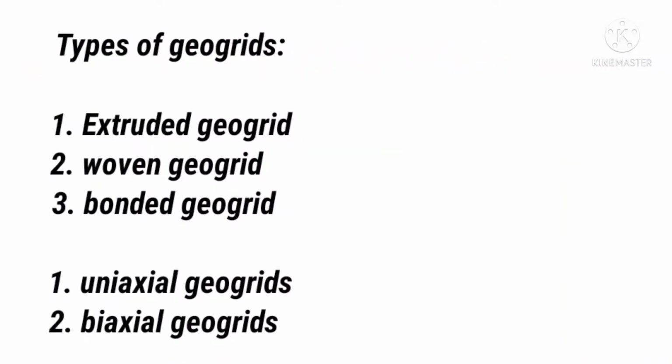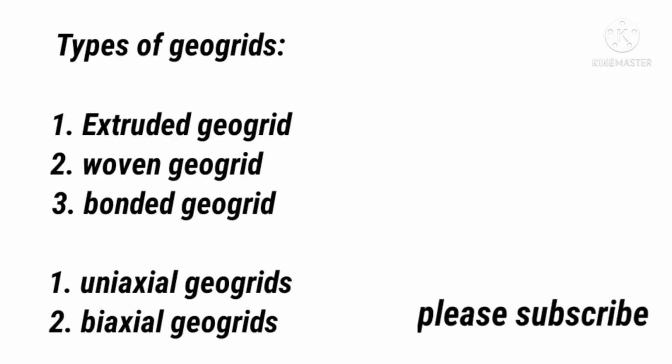Next, types of geogrids. Based on the manufacturing process involved, geogrids can be extruded, woven, or bonded geogrids. Based on which direction the stretching is done during manufacture, geogrids are classified as uniaxial and biaxial geogrids.